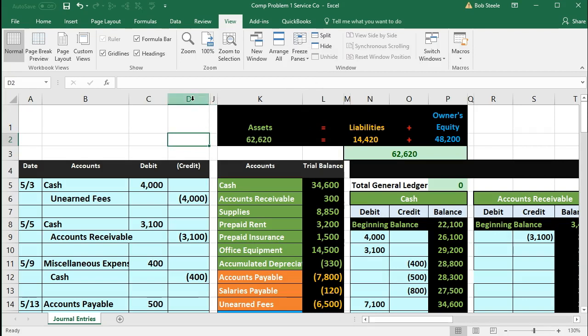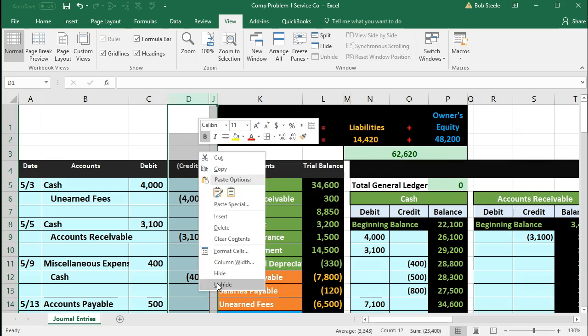Then I need to unhide these columns here. So I'm going to put my cursor right on that D so we see that arrow. Hold down the left click. I'm going to drag from D to as far over as we need to go. Let's go D to J, and then we're going to right click on that selected area and unhide.